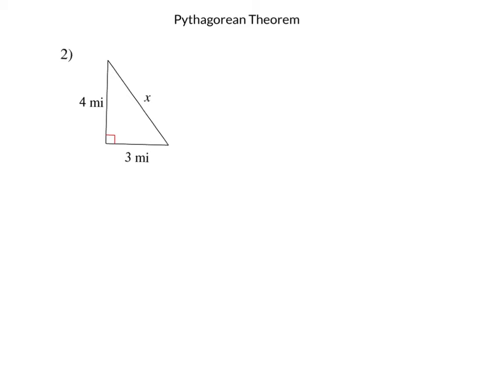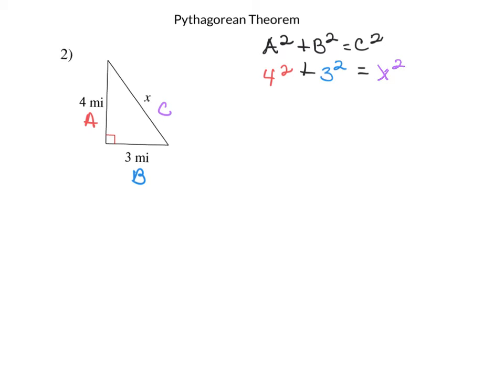So for number 2, we're going to go in again and label our sides. This is side A. This is side B. This is side C. Our Pythagorean theorem, you want to always start by writing that down, is a squared plus b squared equals c squared. And now we can plug in our numbers. 4 squared plus 3 squared equals x squared.